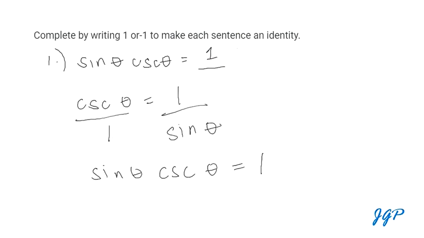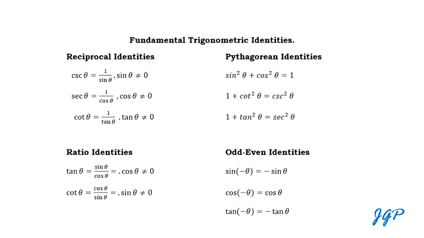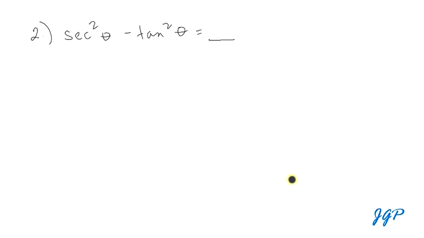Okay, next, number 2. Secant square theta minus tangent square theta is equal to blank. Is it 1 or -1? So let's go back to our identities. So we're looking for tangent square theta and secant square theta. It has a square. So, if you will observe, the only ones with squares here are the Pythagorean identities. So, I will look here, and here are the two functions that I'm looking for. So, solve. We have 1 plus tangent square theta is equal to secant square theta. Yes, I need this kind of expression.